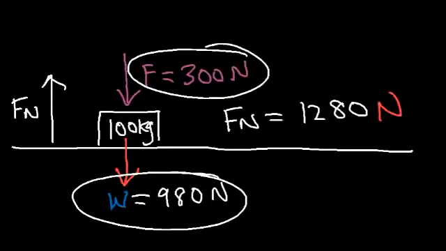Because if you press on the block, it's not going to move down. It's not going to break through the surface unless you have a very weak surface. But if the surface is strong enough, it's going to support the weight of the block and the downward force that you apply to it. So anytime you press a block on a surface, you increase the normal force.